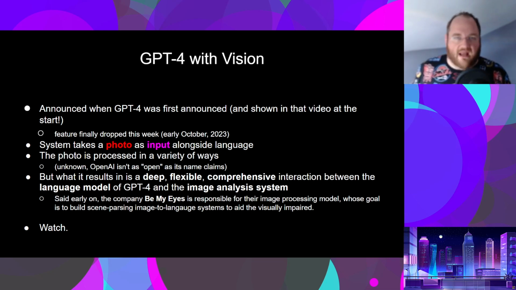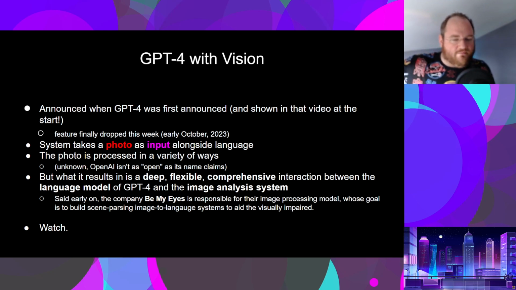I don't think everybody has it. It's one of those slow rollout things, but it's available now. I've used it. So the system can take photos along with language in its input. And that photo ends up processed in a variety of ways. We don't know what all they are because OpenAI is not especially open. But what it results in is this wildly deep, flexible, comprehensive interaction between the language model of GPT-4 and the image analysis system that's attached to it.